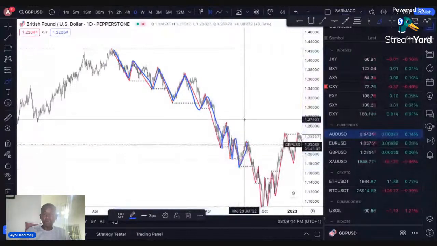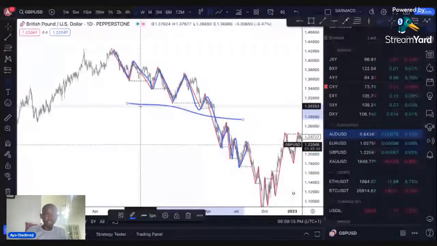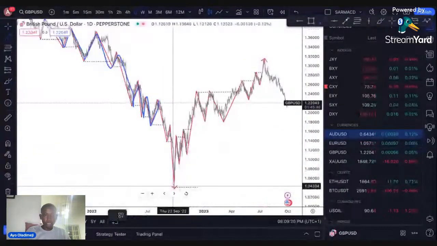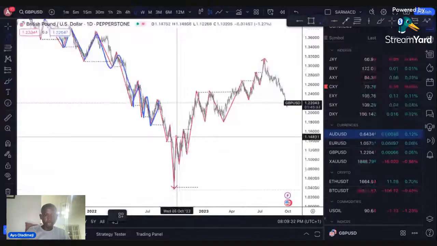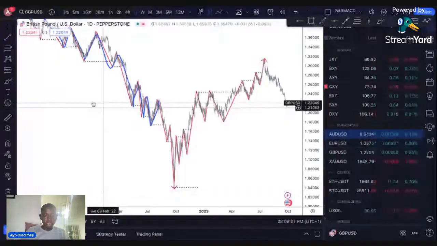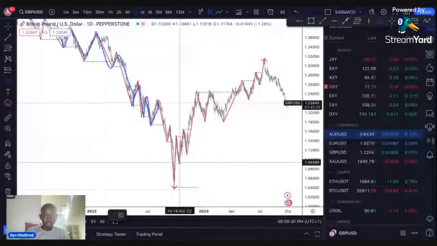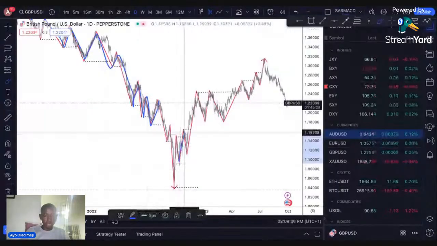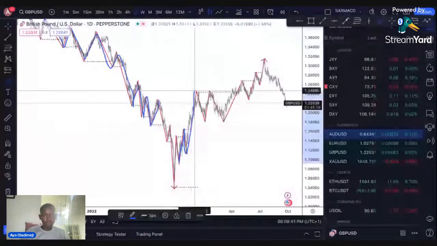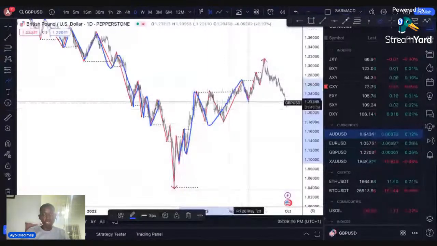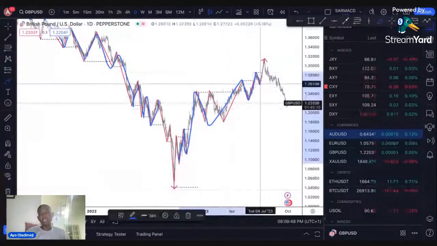In an uptrend, what do you see? You see a bullish impulse breaking the high. In an uptrend, a buy impulse breaks the high, then correction. Buy impulse, it broke the high, then we have correction. Then buy impulse broke the high and then correction. Another impulse, it broke the high, correction. Buy impulse broke the high, correction.